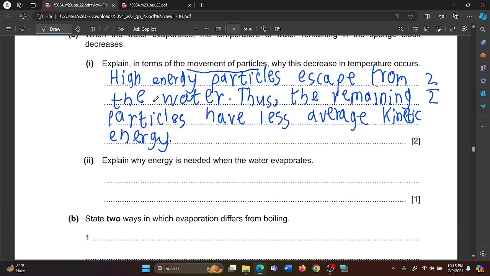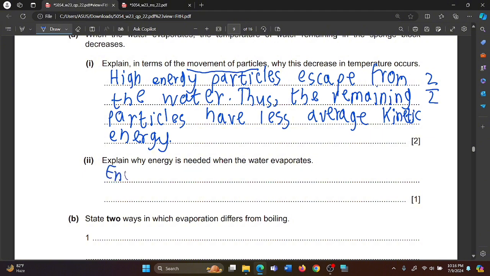Explain why energy is needed when water evaporates. It has a very simple explanation and answer. As the water molecules are escaping, we must provide a little bit of energy to cause the high energy particles to escape, overcoming the attraction force between the water molecules. There is an attraction force between the particles, so we must give some energy to overcome those attraction forces. So let's write an answer.